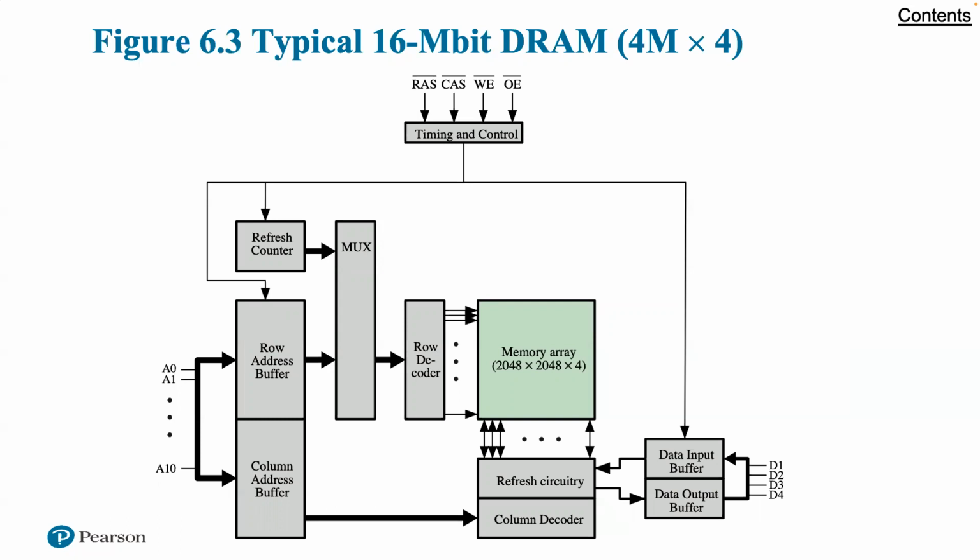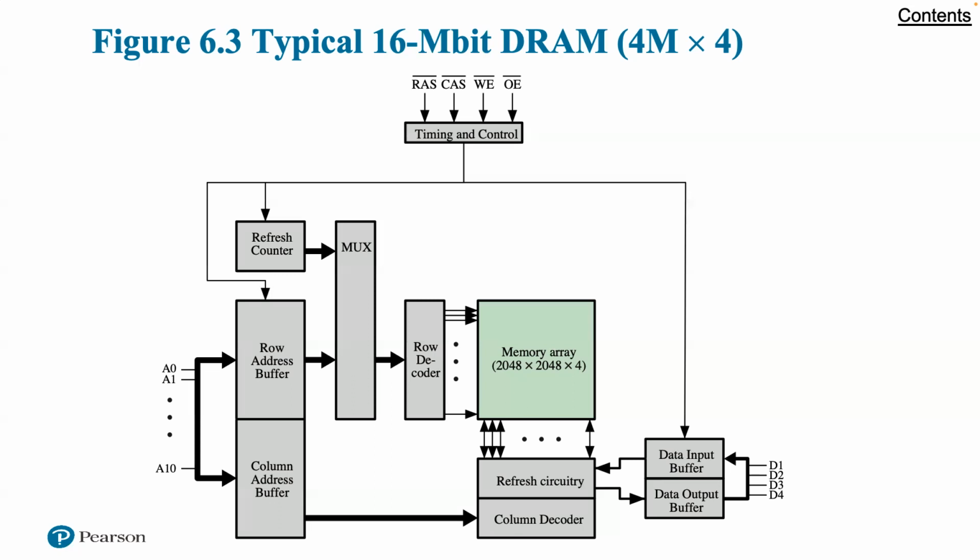In any case, the elements of the array are connected by both horizontal, that is row, and vertical, that is column, lines. Each horizontal line connects to the select terminal of each cell in the row. Each vertical line connects to the data in and sense terminal of each cell in its column. Address lines supply the address of the word to be selected. A total of log2 of W lines are needed.